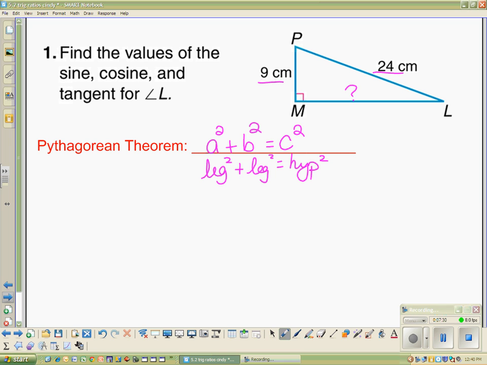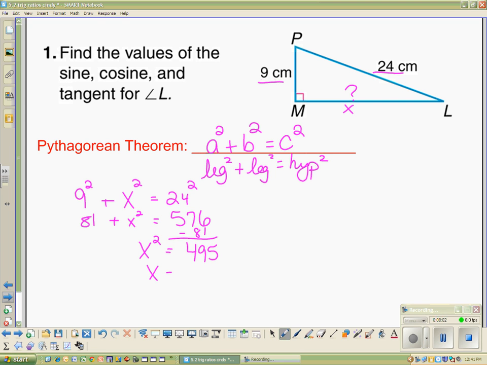So let's find him. One leg plus the other leg, I'm going to simply call this one x, will equal 24 squared. 9 squared is 81, x squared. 24 squared, I think, is 576. And if we subtract our 81, we will have 495. So x squared is equal to 495. Therefore, x is equal to the square root of 495.